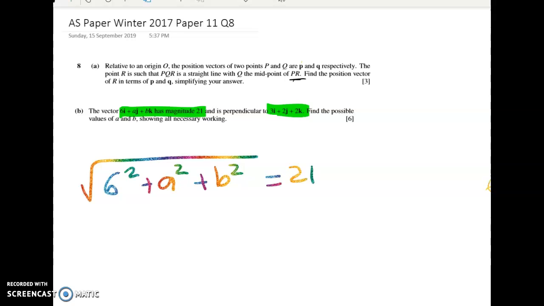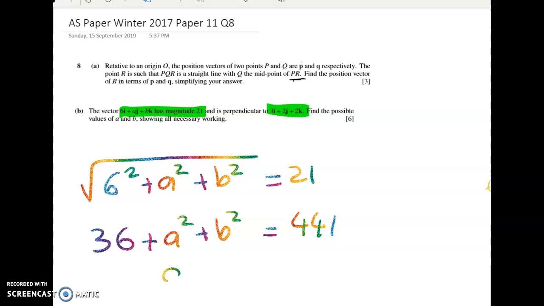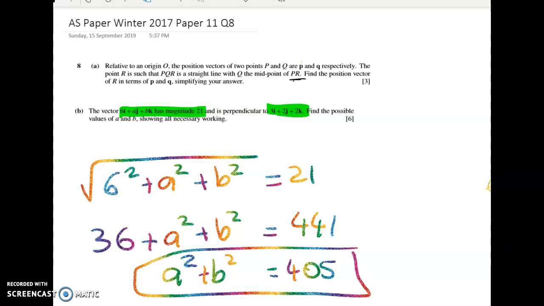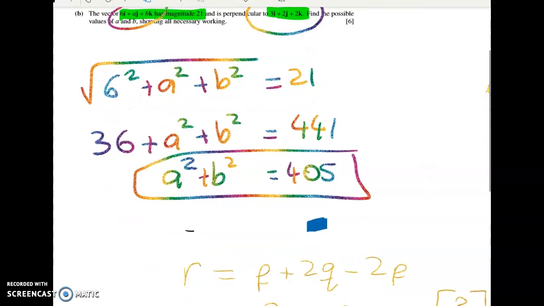I might as well square both sides right now and clean that up. So I get 36 plus a squared plus b squared is equal to 441. Cleaning it up further gives me a squared plus b squared is equal to 405. So that's fact 1. Now we're going to use the fact that these two vectors are perpendicular.